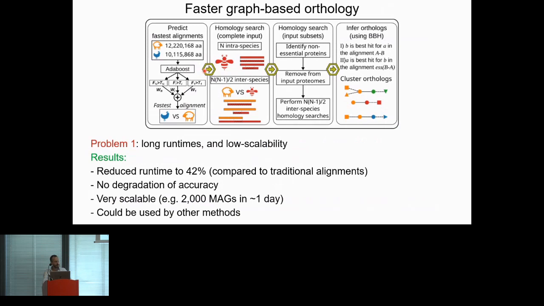So the results on this part: we halve the execution time. There is no degradation in accuracy, which is very important, and it is very scalable, as I will talk about more later. And it could also be used by other graph-based methods, which I think is nice.